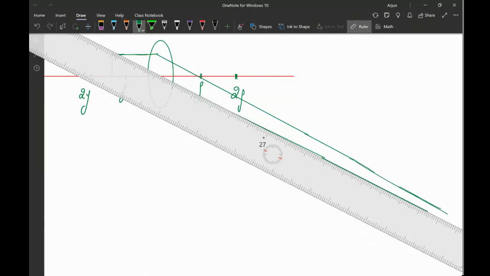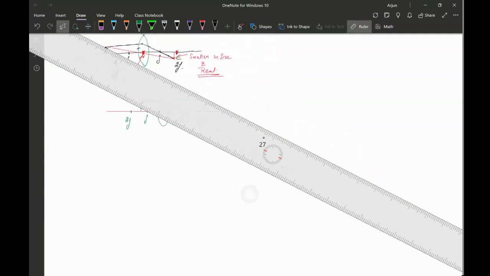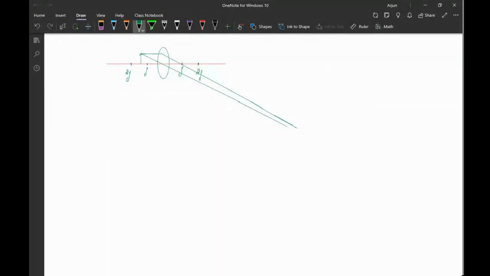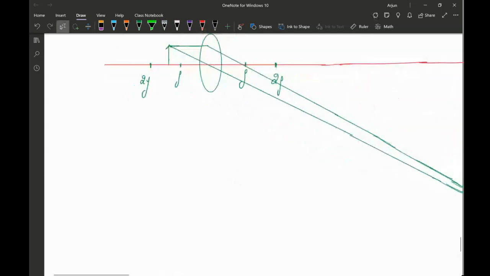Hopefully you were able to understand. So I have to keep on extending. This is going to be huge. So it's going to be somewhere like this. And if I extend this line, I will draw the image somewhere here. This is where the image will be formed. And I can clearly see this is a real image, and bigger in size. And so this was case number 2.